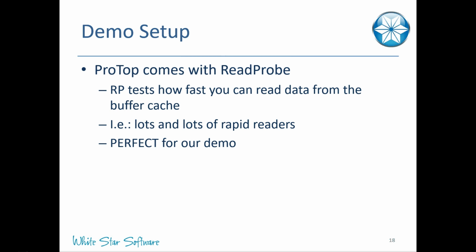What read probe does is it does a very large number of reads, but only from the buffer cache. It loads all the records into the buffer cache, and then it starts reading as fast as it can. It keeps spawning more and more processes to read as fast as it can. Really what it's telling you is, let's take the disks out of the equation, and see how fast your application can read shared memory records from the database.